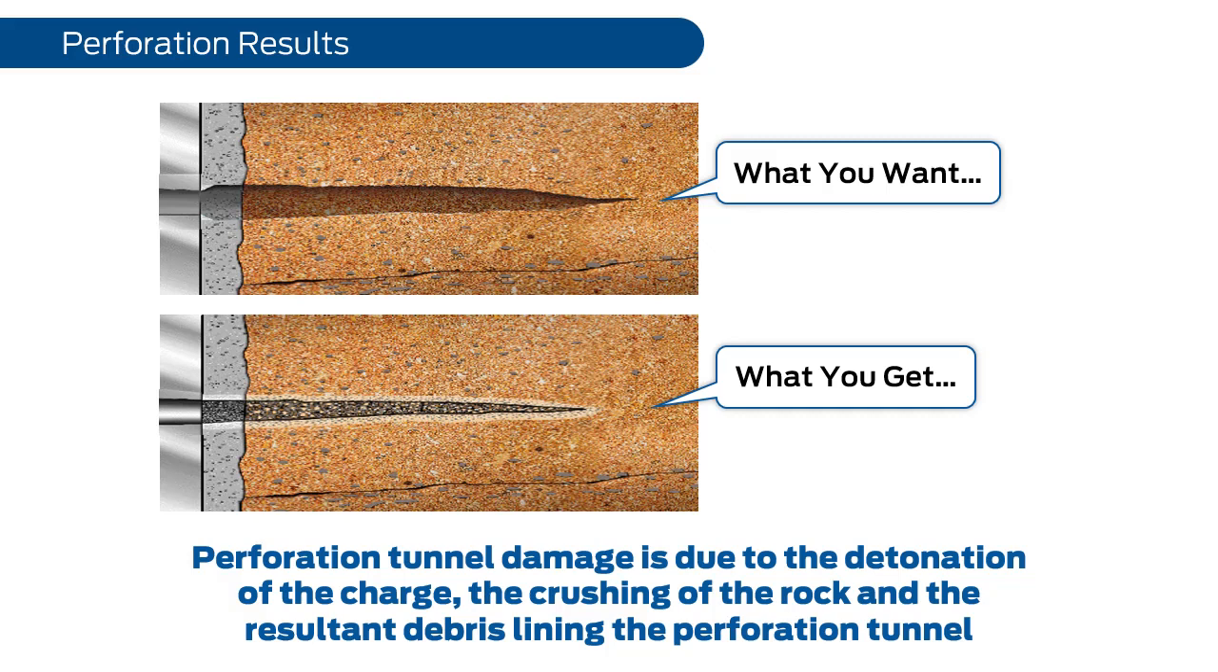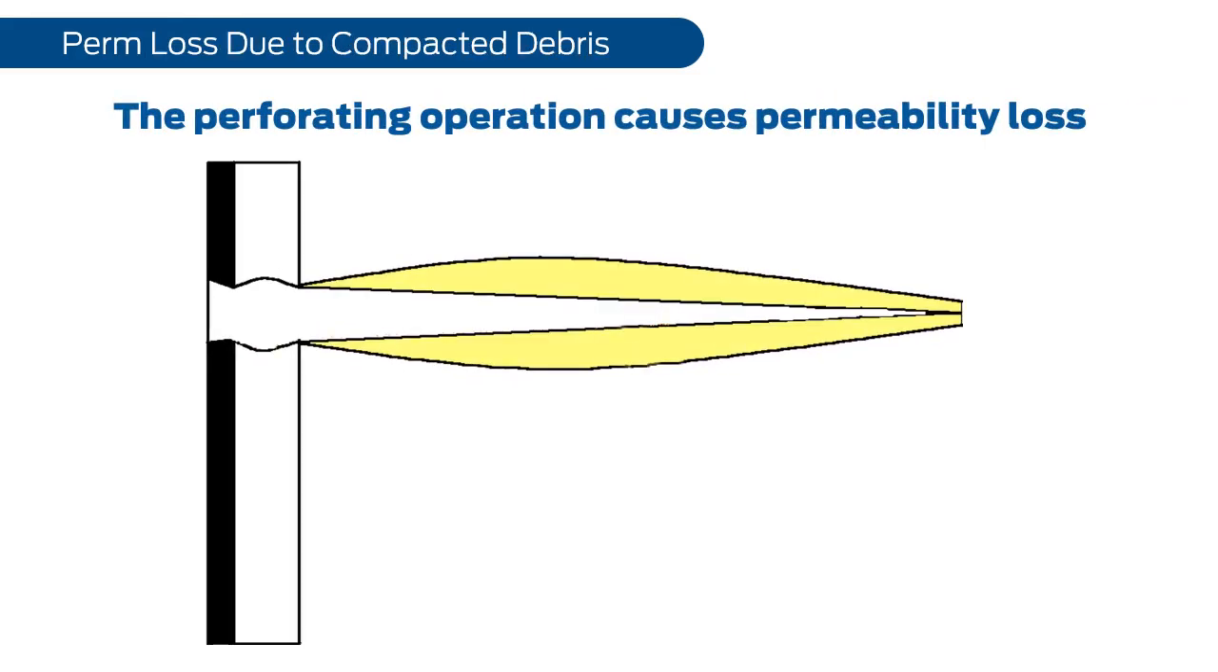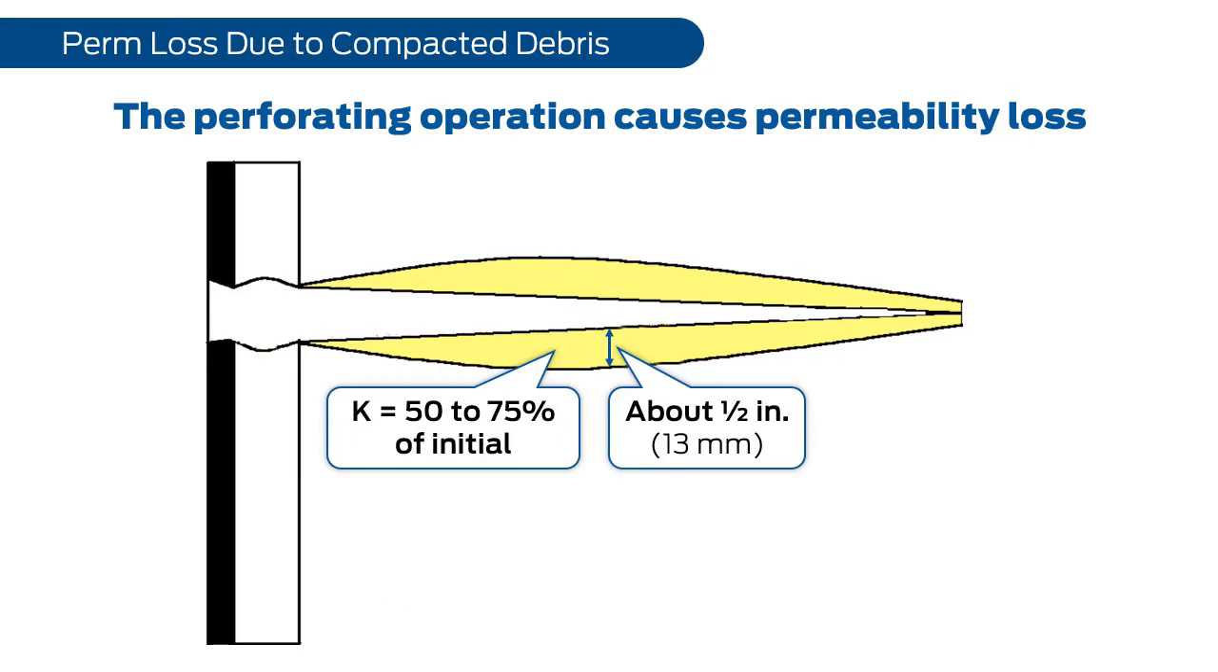Perforation tunnel damage in the lining of the perforation tunnel reflects possible significant damage. The damage will have a certain thickness, often around a ½ inch, and a loss of permeability, roughly 50 to 75% loss compared to the original permeability of the formation.